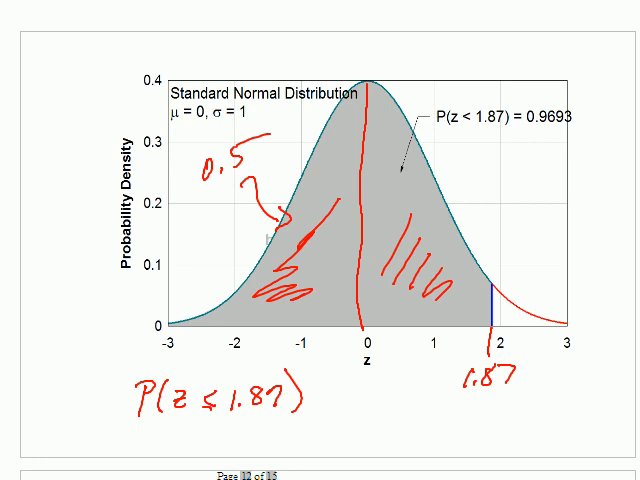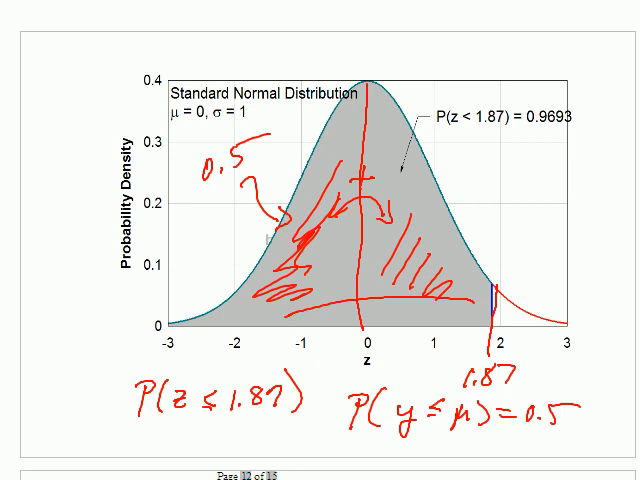What is the probability that any value is less than or equal to the mean? It's 0.5. So then you have to add that to this area. So you'd add these two areas together to get this total area. In other statistics tables, you just start with this value and the table gives you this value.